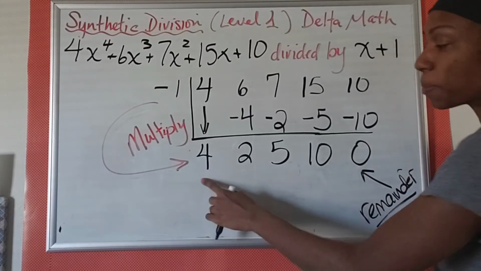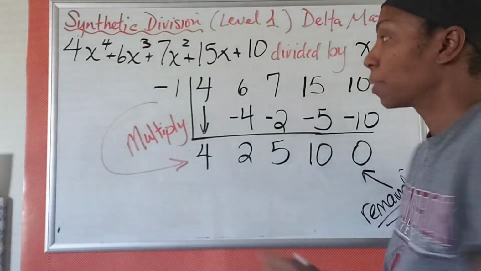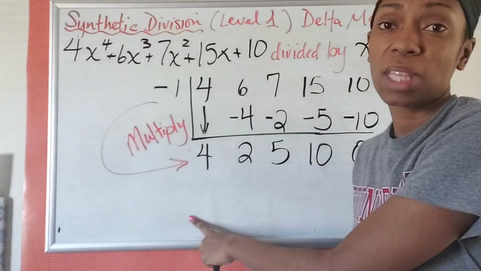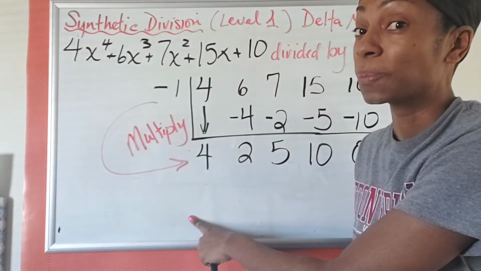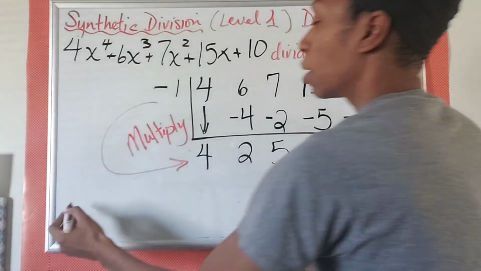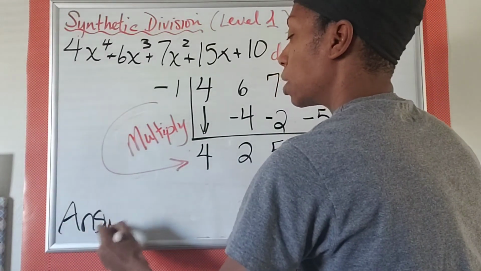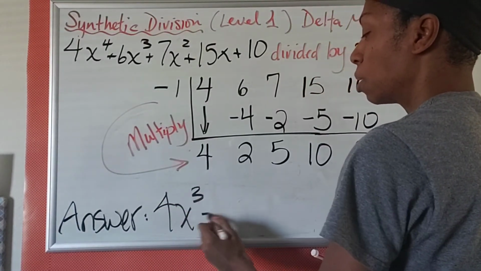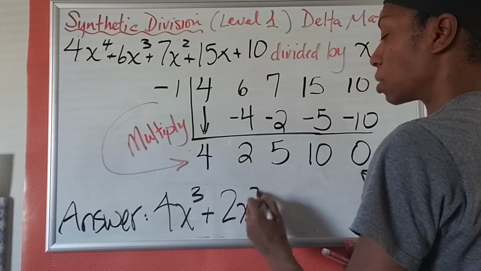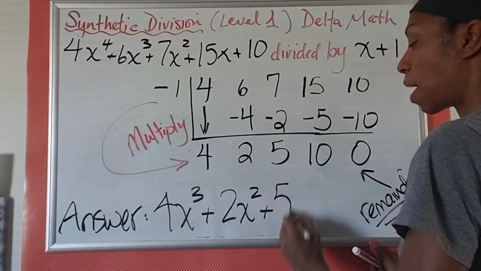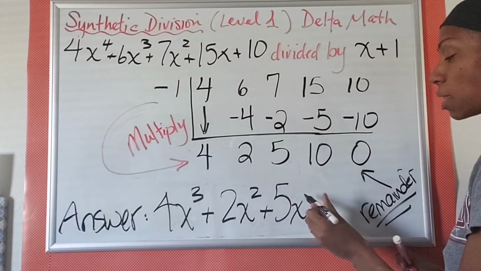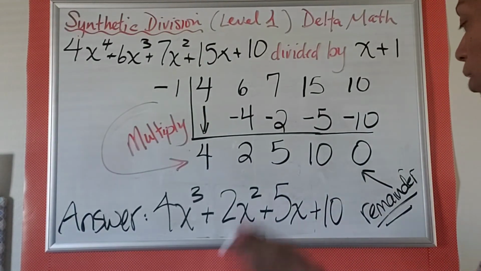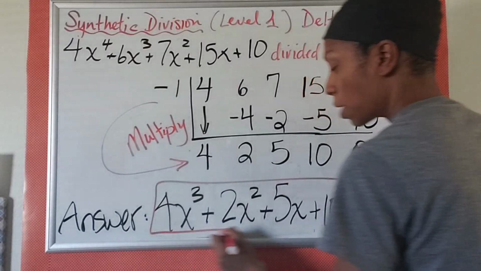So remember, these are the coefficients of our answer. Since the highest exponent is 4, our answer will start with the highest exponent of 3. So the answer is 4x cubed plus 2x squared plus 5x and then plus 10. That's it. That's our answer.